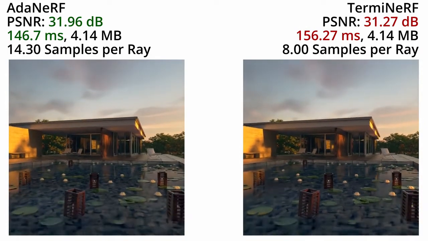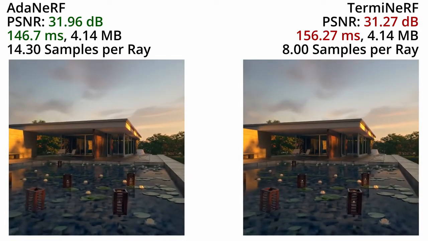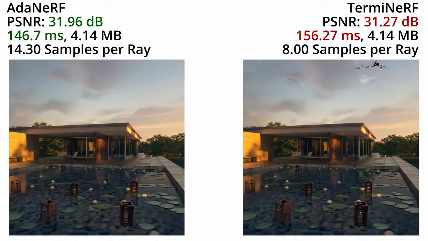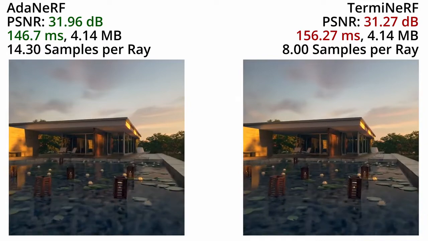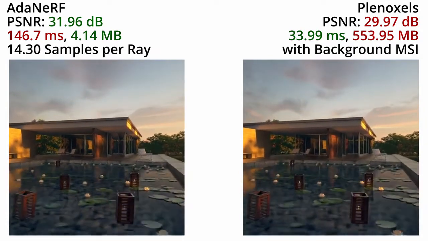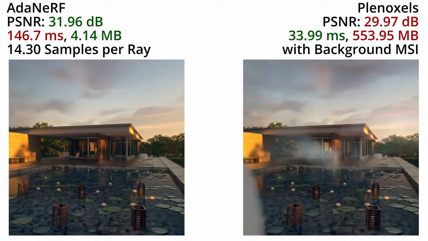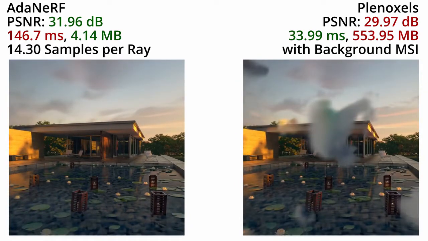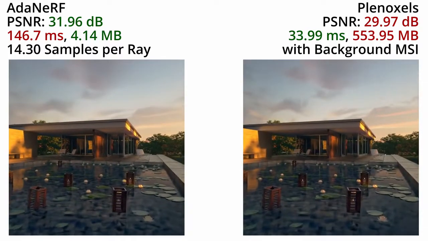TermiNeRF misses out on view-dependent effects and has issues with the sky and other areas which are only present in few views. Although Planoxels uses 100 times more memory than AdaNeRF, it is still relatively blurry and also shows floating artifacts for areas which are only present in a low number of views.